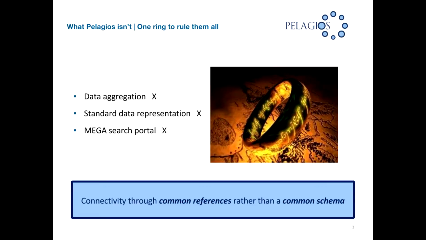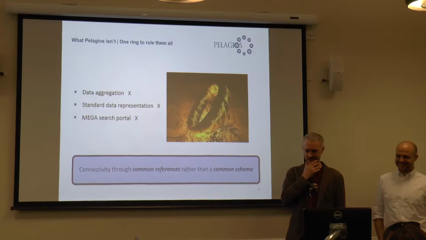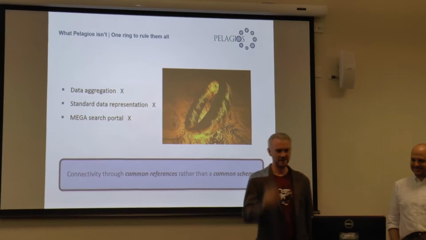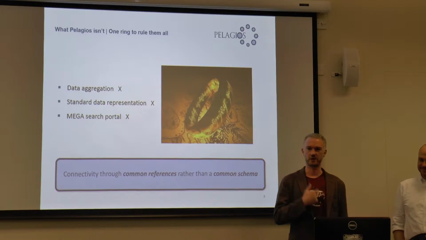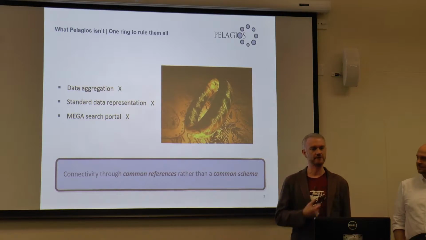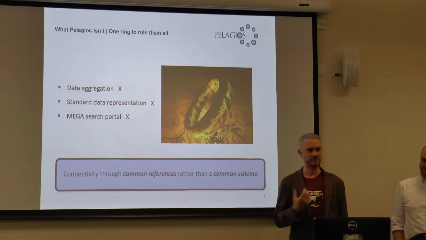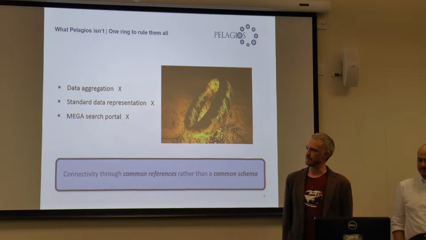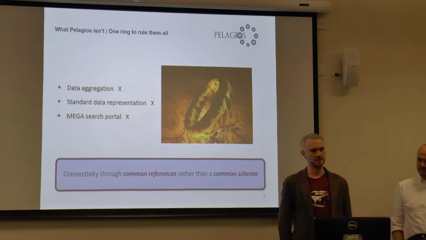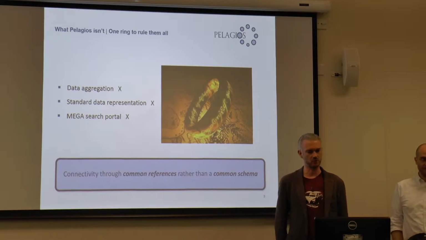Now, this slide is kind of right and kind of not right. I obviously nod to Christopher Lee here with the one ring to rule them all, which Pelagios isn't. So it's not about trying to make everybody aggregate their data in a particular way or have a standard data representation. Our model is very lightweight regarding the kind of annotation that you're providing for your particular data. We're also not the place to come to. It's not some kind of mega search portal for discovering stuff about the ancient world.